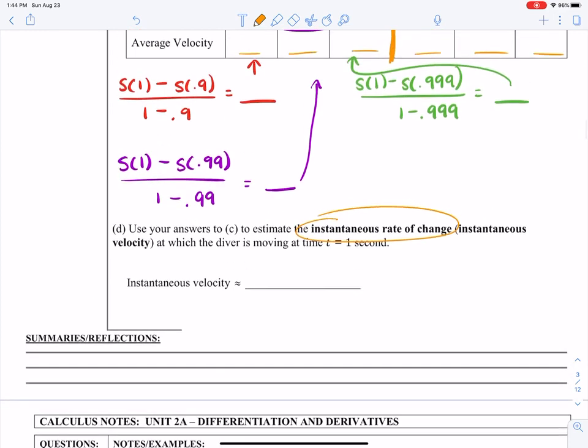So that's where I'm going to pause, and when you come back in Edpuzzle, you're going to enter in your estimate for the instantaneous velocity in Edpuzzle, okay? And we'll pick up there next class.